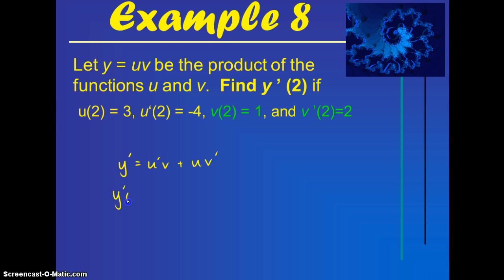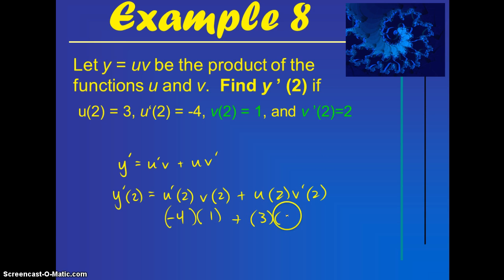If I'm looking for y prime at 2, kind of function notation, that means I'm looking for u prime at 2 times v at 2 plus u at 2 times v prime at 2. Now, this is function notation. This is not multiplication. Well, u prime at 2, I know is negative 4. And v at 2, I know up top is 1. U of 2, they tell me, is 3. V prime of 2, they tell me, is 2. Negative 4 plus 6 is going to be 2. And I've got an answer.